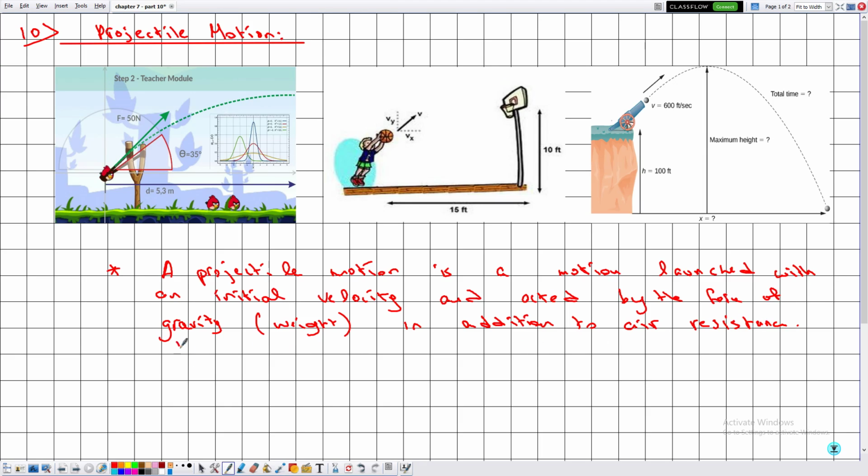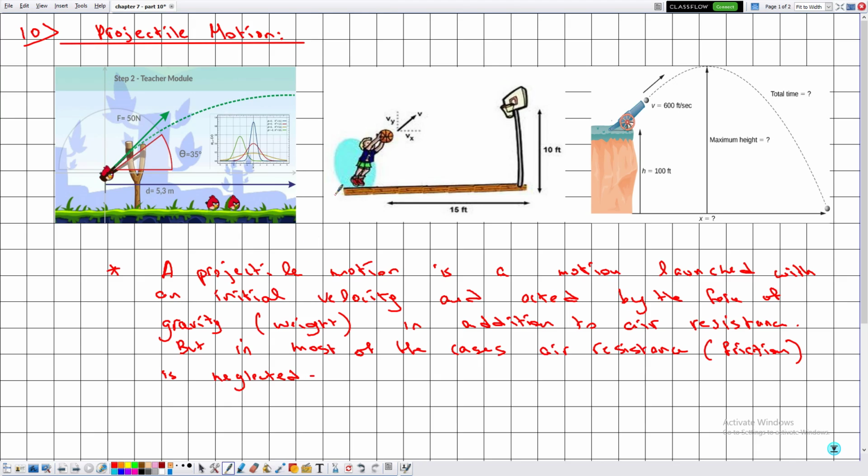but in most of the cases air resistance is neglected. By air resistance I mean the force of friction due to air on the ball or on the bird or on this object. But in most of the cases the air resistance, which is considered as the friction force, is neglected. So we consider that there is no force of friction, okay? Otherwise the problem will be a bit complicated.